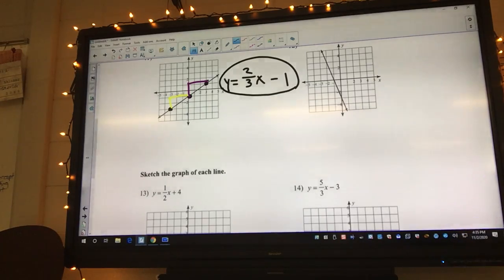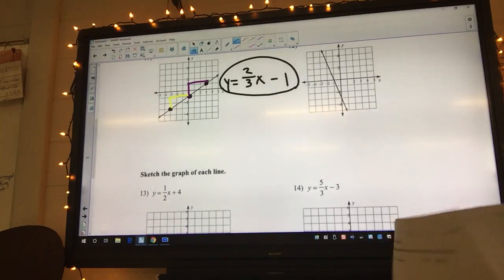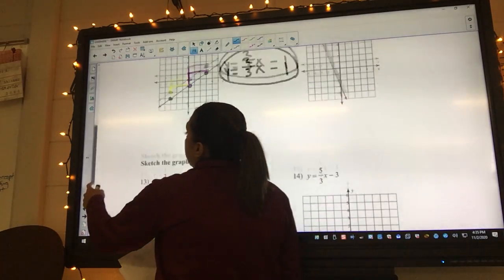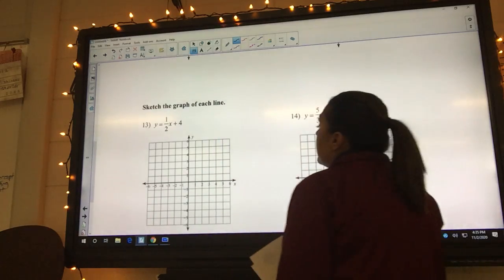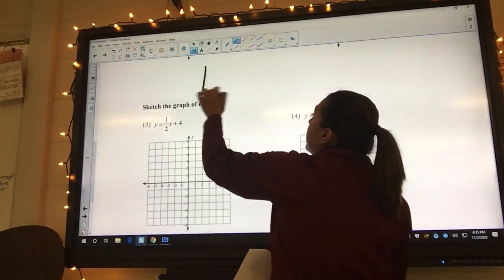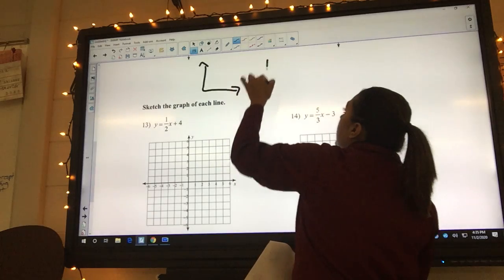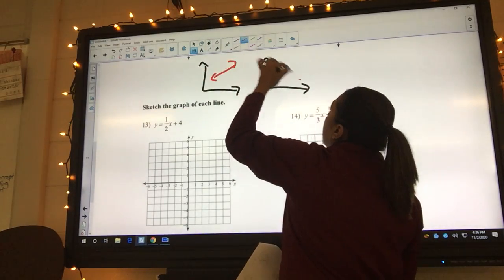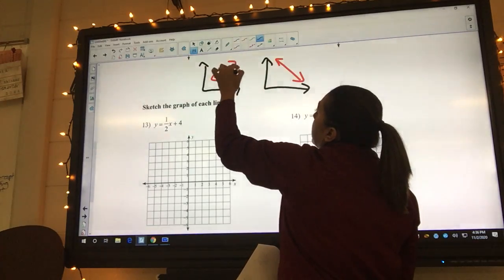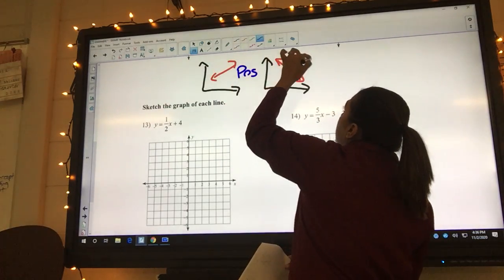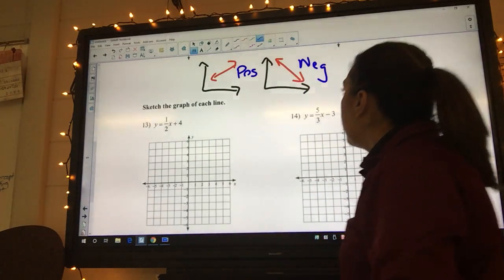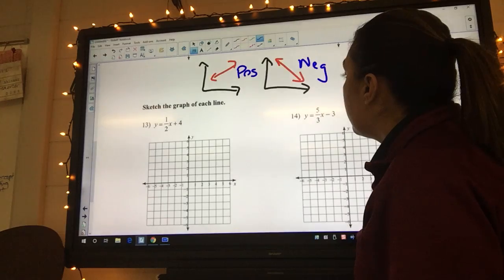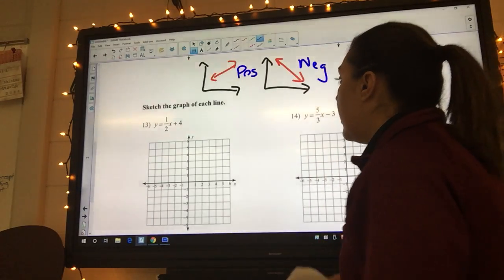Okay, 13 through 22 is going to be the new topic that we're doing today. Okay, so definitely pay attention if your slope should be positive or negative, and I'm going to draw you a little quick picture if you need to pause so you can draw yours. Okay, this one is going to be positive, and this one is going to be negative. Okay, so make sure that you're paying attention to the direction of the line.